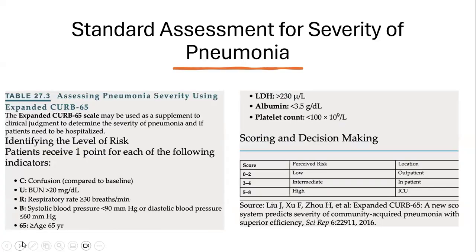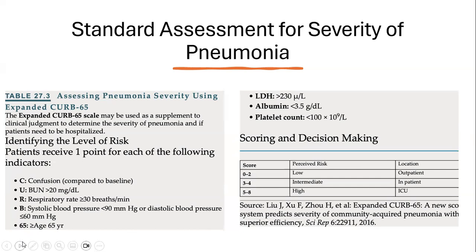Okay, next, we are going to see the standard assessment for the severity of pneumonia. This is really important for nursing because this is the first-line standard assessment to assess the condition of patients. We are using the expanded CURB-65. The expanded CURB-65 scale may be used as a supplement to clinical judgment to determine the severity of pneumonia and whether the patient needs to be hospitalized or not.